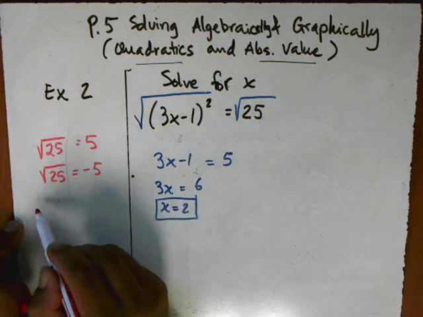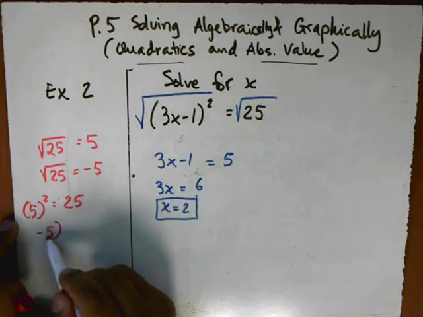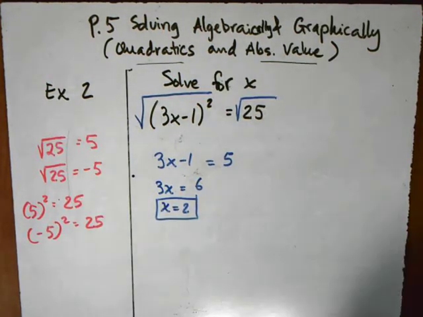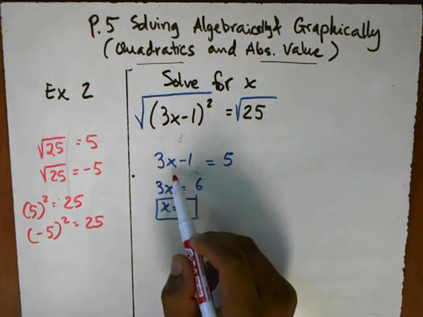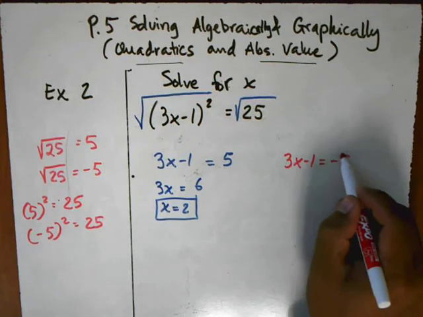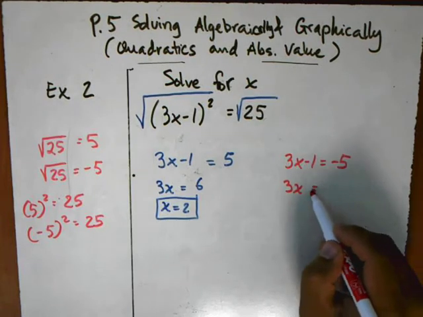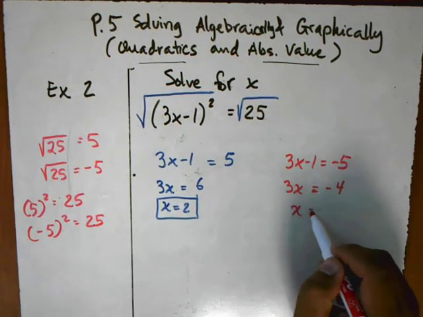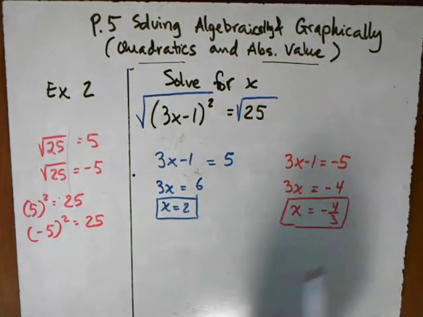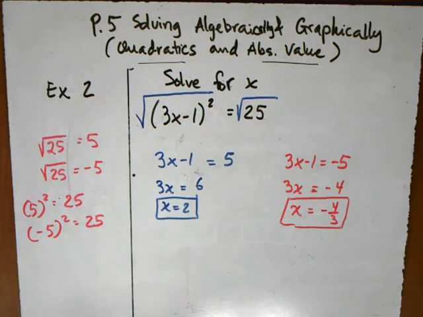To see why that is, we know that 5 squared equals 25, and we also know that negative 5 squared is also 25. So when we take the square root of 25, there are actually two solutions, so we have to solve this problem twice. Once for 3x minus 1 equals 5, and the second time 3x minus 1 equals negative 5. From here, add 1 to both sides, and you get 3x equals negative 4. Then divide both sides by 3, and you get negative 4/3 as your other answer. Both of these values are solutions to that equation.